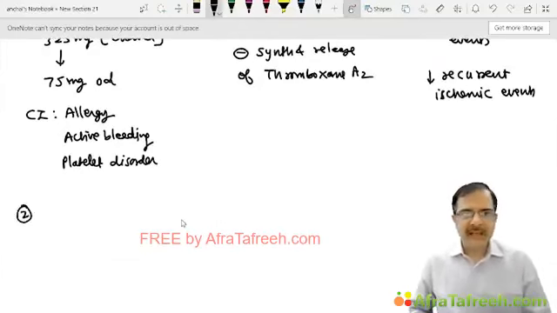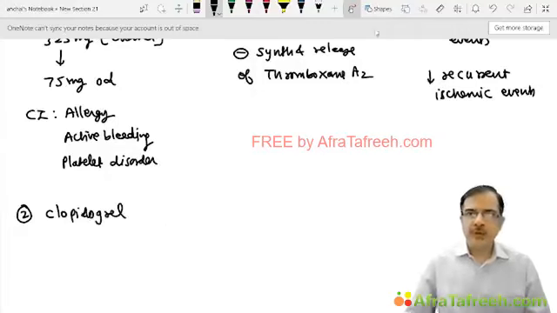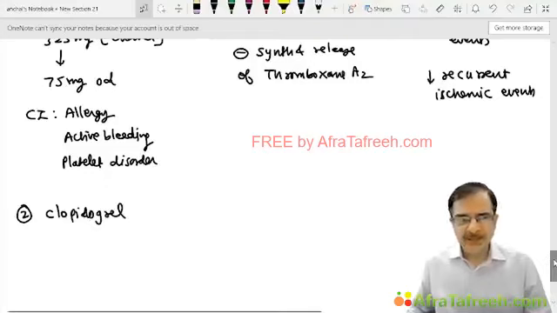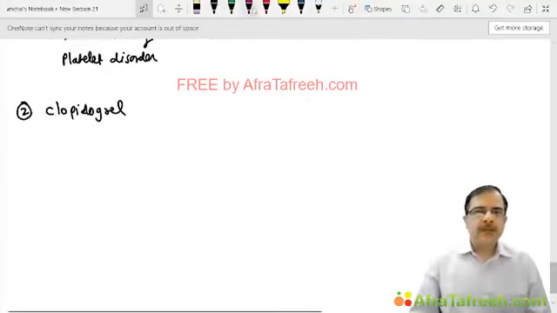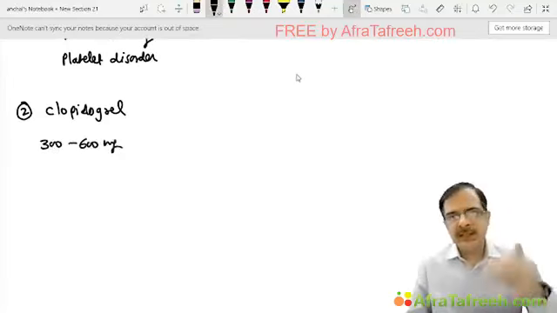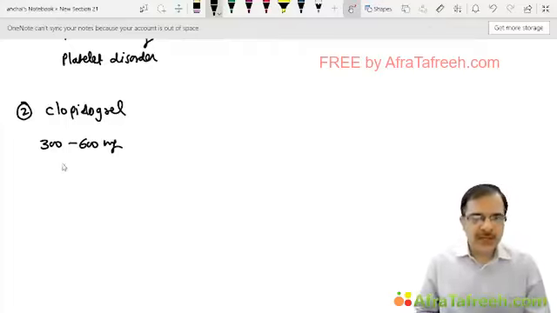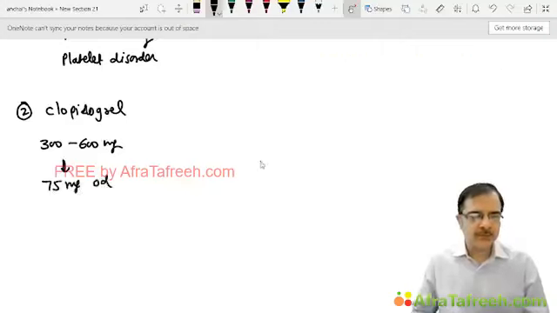Now, number 2 is clopidogrel. So how does the clopidogrel have to be given? Clopidogrel has to be given as a loading dose of 300 to 600 milligrams. So loading dose 600 milligram when we are planning for a PCI. What will be the indication of PCI, that we will be discussing later on. So this is a loading dose, and it is followed by a 75 milligram OD dose.